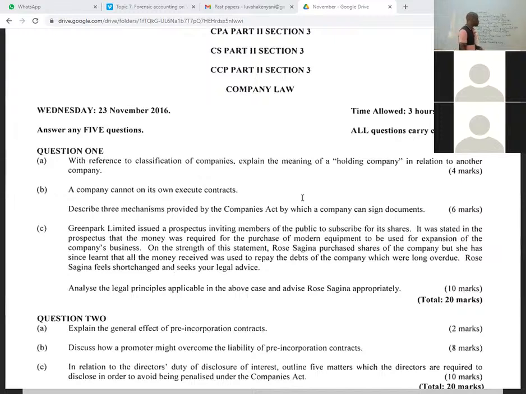So maybe we can just write the answer, then I'll explain more deeply about a misleading prospectus. You can just write the answer and say, the legal principles applicable relate to a misleading prospectus.